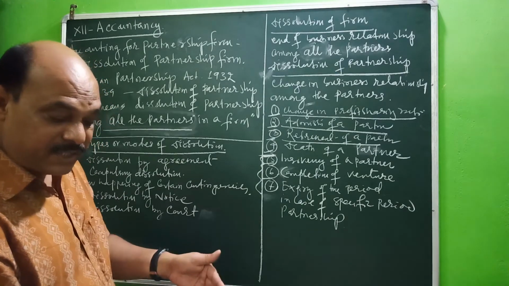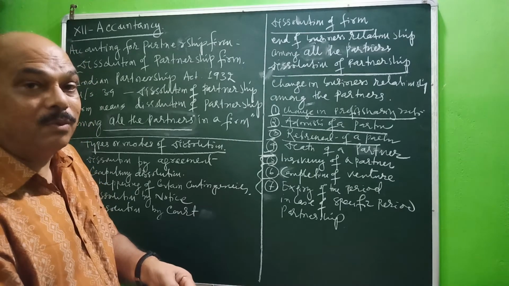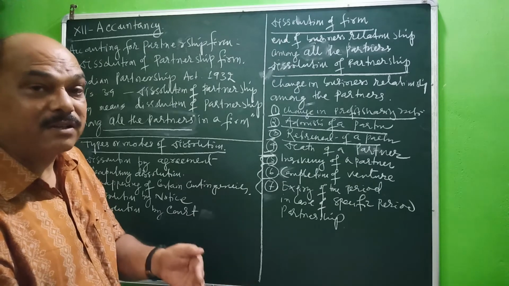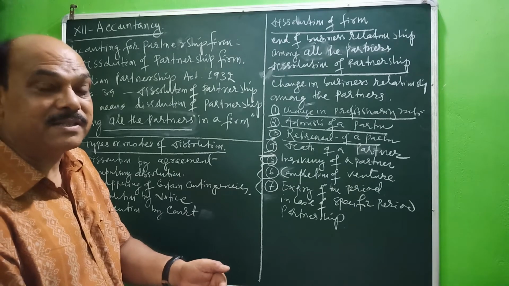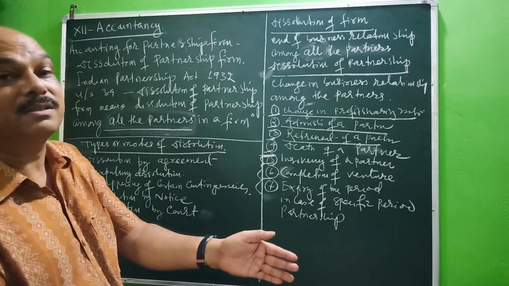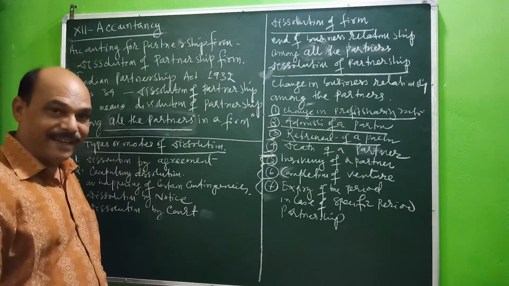Then, second point, when the business of a firm becomes illegal. Suppose the partners started the business and are carrying it on, and in due course of time the business becomes illegal.